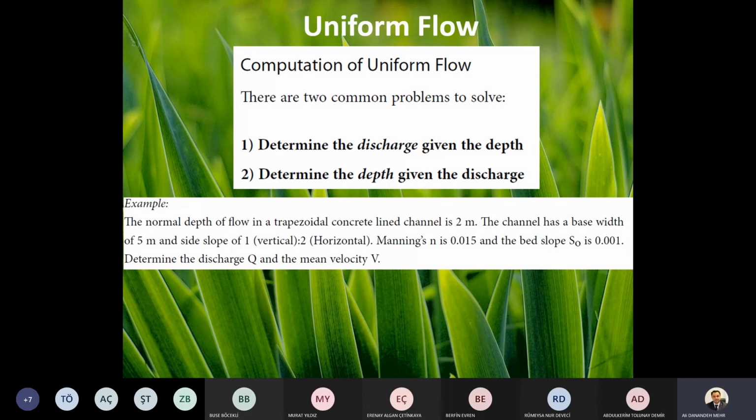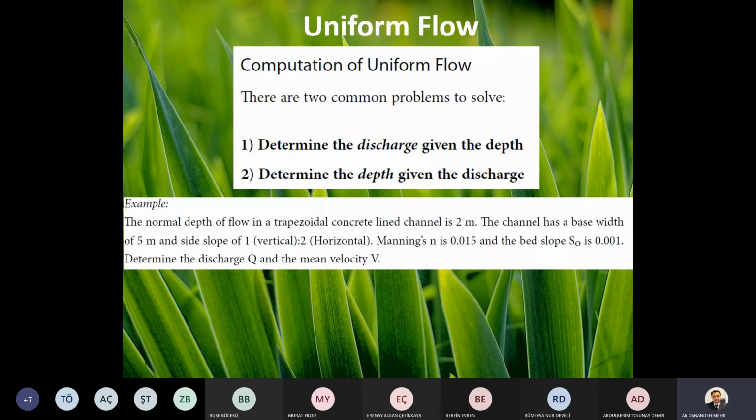This is the first example, which says the normal depth of flow in a trapezoidal concrete lined channel is 2 meters. From the first line, I simply understand that the flow is uniform. Yes, the normal depth. Okay, so flow is uniform. I can choose either Chezy or Manning formula to do calculations.